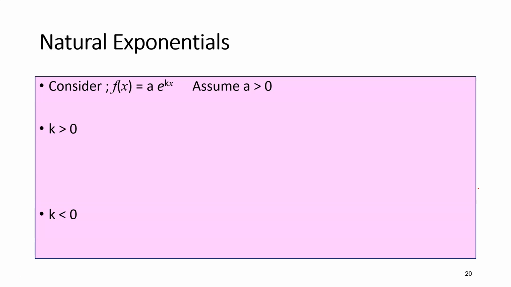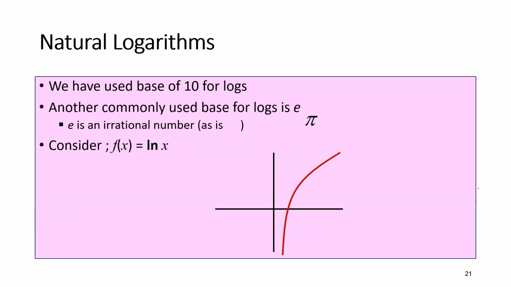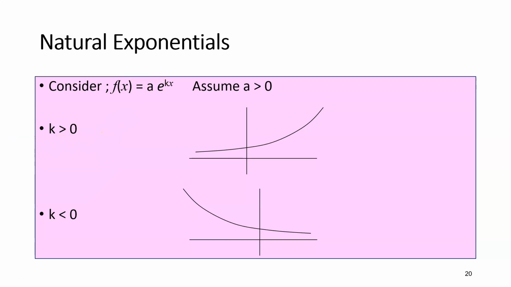Then we have the natural exponential. So for the natural exponential, you have these two graphs. Consider the function f(x) equal to a times e to the power kx. Assume a greater than 0. So a ni is a constant that is greater than 0. E to the power kx. So if k greater than 0, you get a graph like this, increasing. If k less than 0, meaning that you have e to the power of negative x, you get a decreasing graph like this. Okay. That one is the natural exponential.